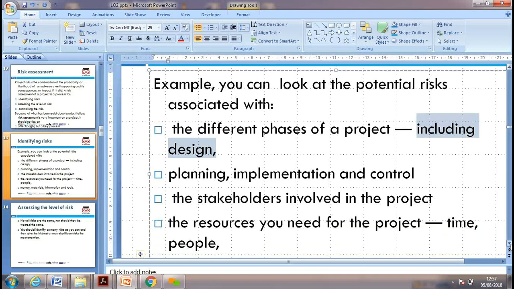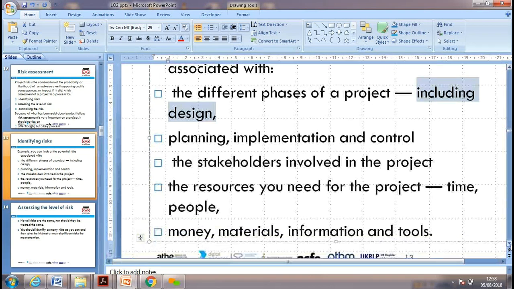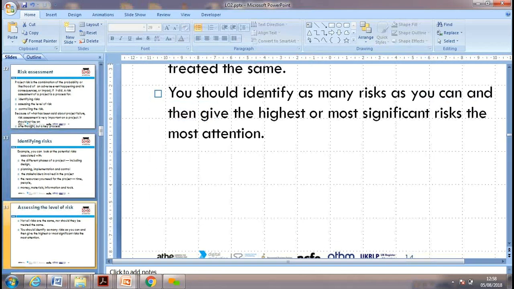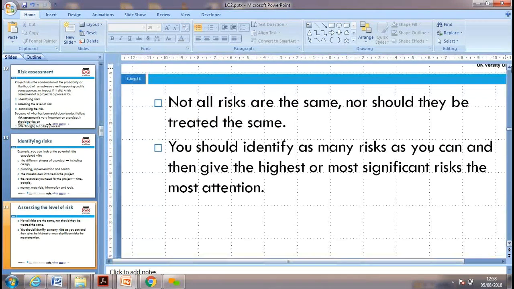Planning, implementation and control will help us to minimize the risk. Stakeholder involvement and resources matter too: you need the project on time, and the people, so that will help. So we need to look at the money, material, information and tools, all areas of risk. We need to identify the risk. We need to assess the risk. How can we assess the risk?